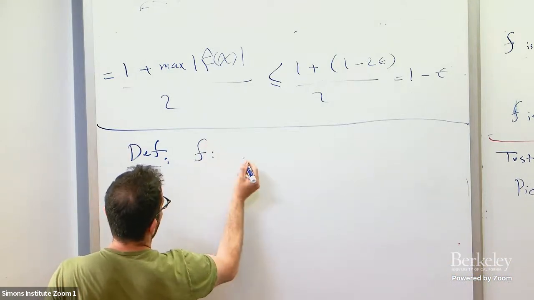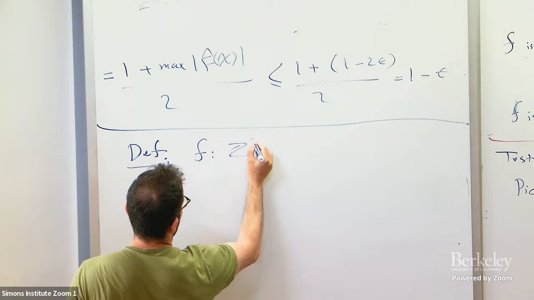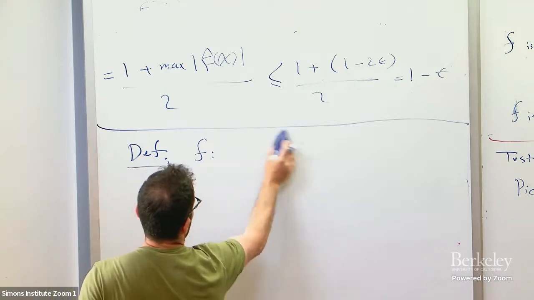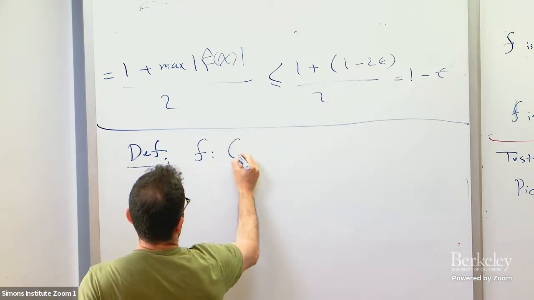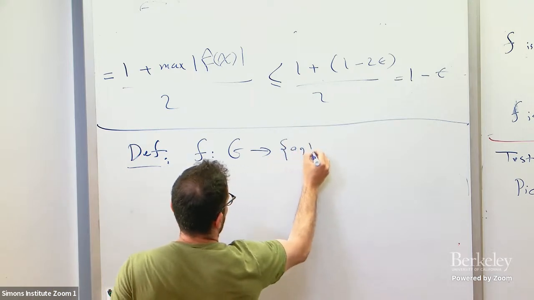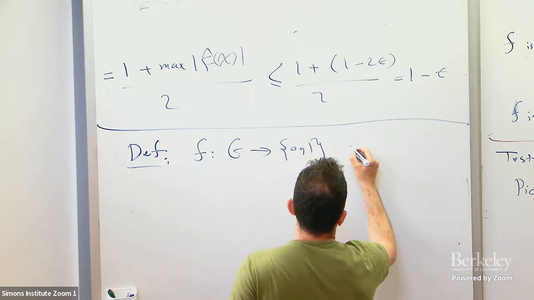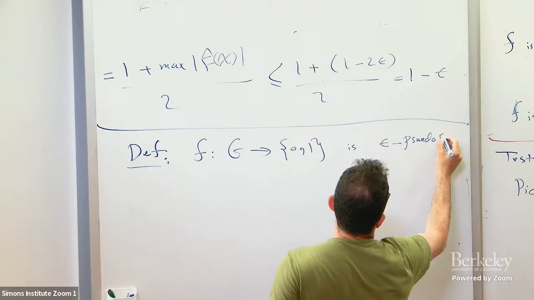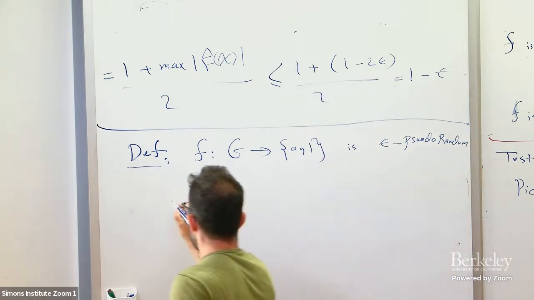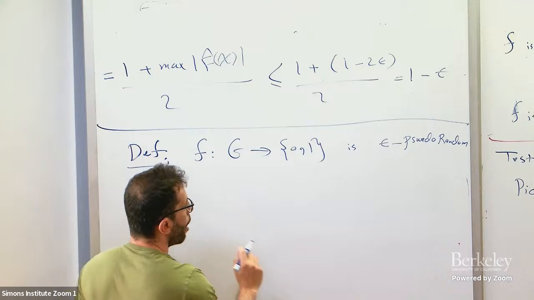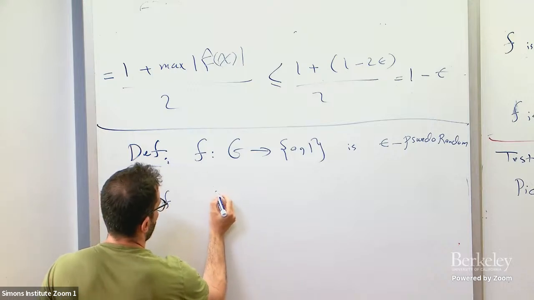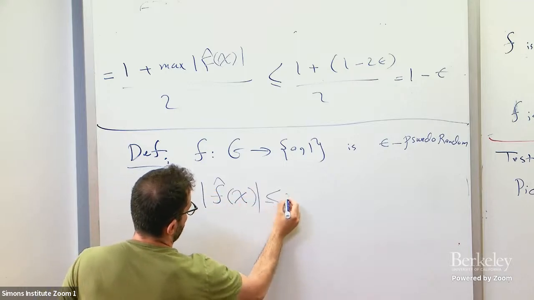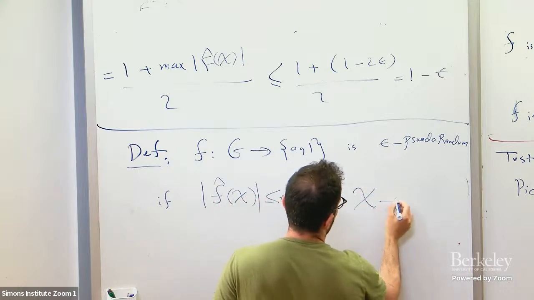Let's call f a function from Z_2 to the n. Actually, we'll do it for general groups. We say f is epsilon pseudo-random if all the non-principal Fourier coefficients of it are small. So f hat of chi is less than epsilon for all non-principal Fourier coefficients.